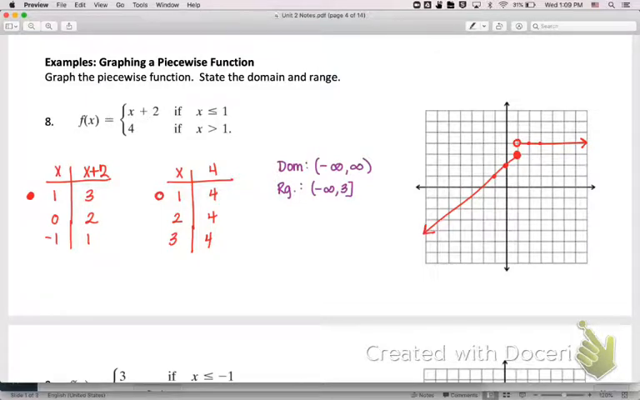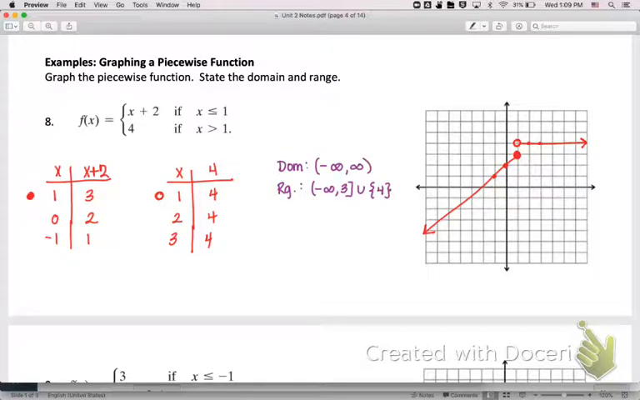And then the only other y value that ever gets after that is 4. So we would say union 4. That is how we would write the range. That's something that we practiced in Unit 1. So that's how I like to approach these.